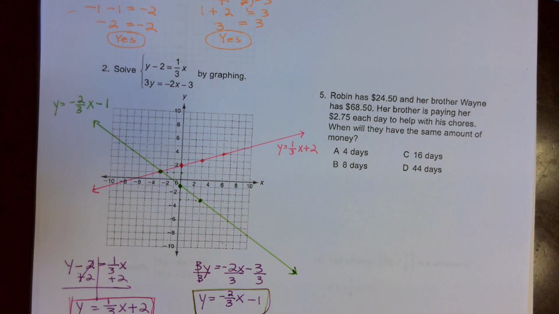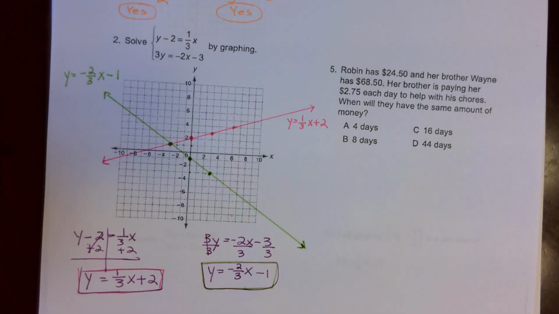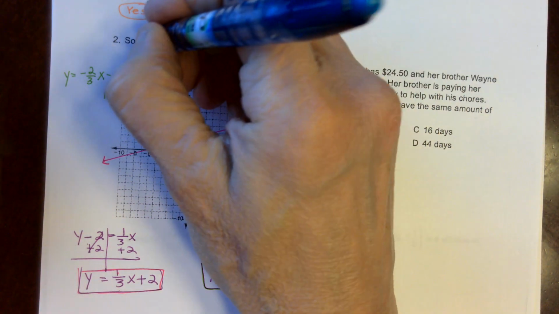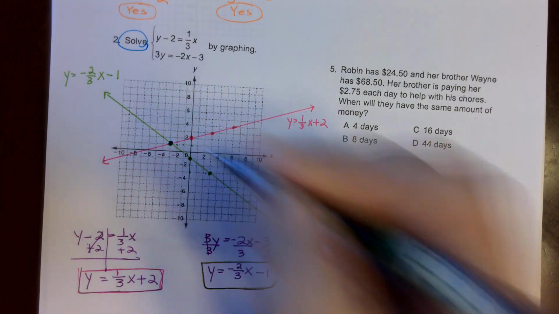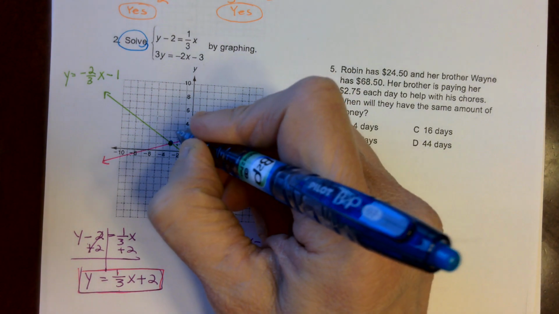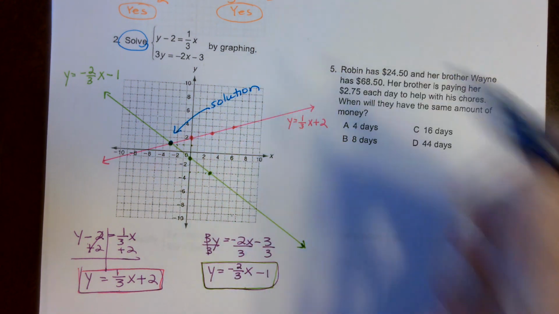I'm still not done. I hope you guys know that. I've done all this work, but I have not sealed the deal. So we need to find our solution because it says to solve. My solve is right here where they cross. That is the solution, and that is what?